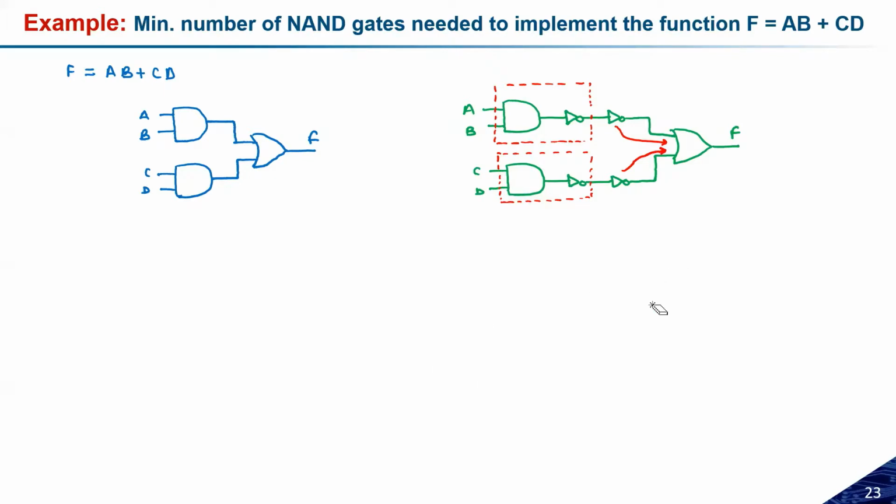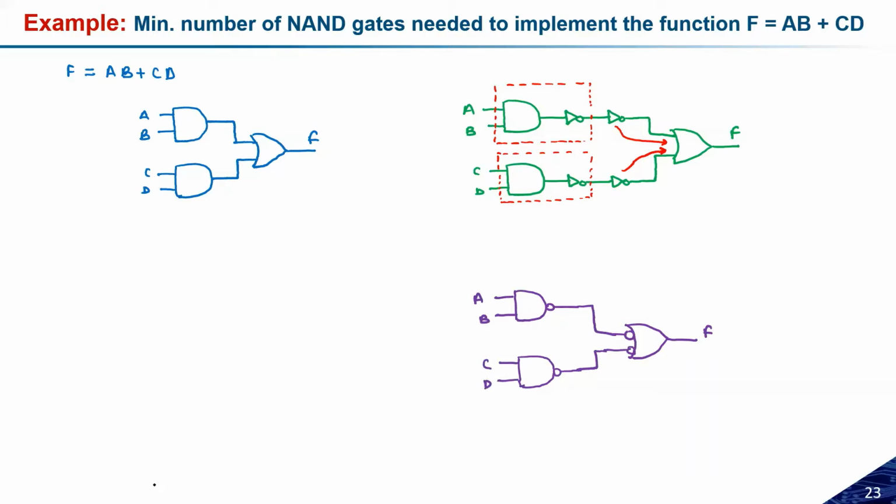So let us try to replace that one. Okay. So the bubbled OR will look like this one. Let us try to see. So here I will have a NAND gate. Here I will have another NAND gate. Okay, and then if you see here, I will have a bubbled one. Okay. So this is all what we will get after this one.